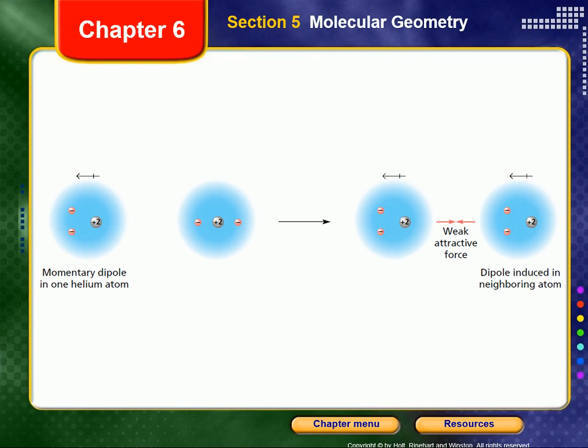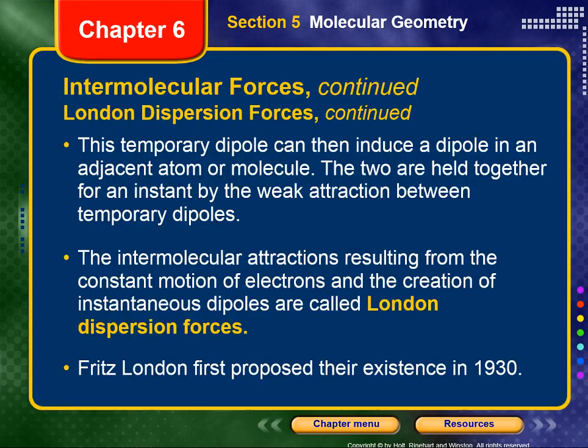This temporary dipole can then induce a dipole in an adjacent atom or molecule. The two are held together for an instant by a weak attraction between the temporary dipoles, as is illustrated in Figure 6-29 on page 193 of your text, or on the screen now. The intermolecular attractions resulting from the constant motion of electrons and the creation of instantaneous dipoles are called London dispersion forces, after Fritz London, who first proposed their existence in 1930.